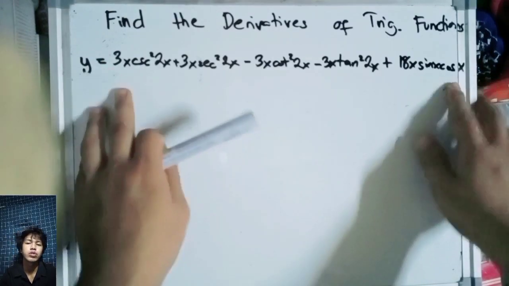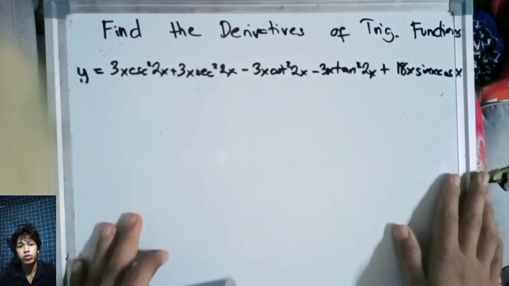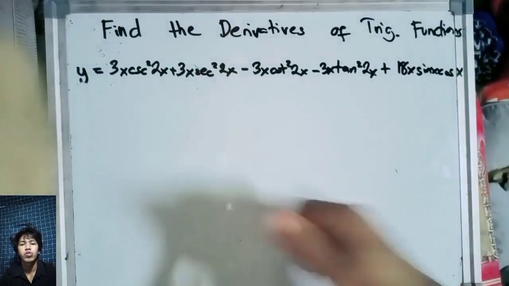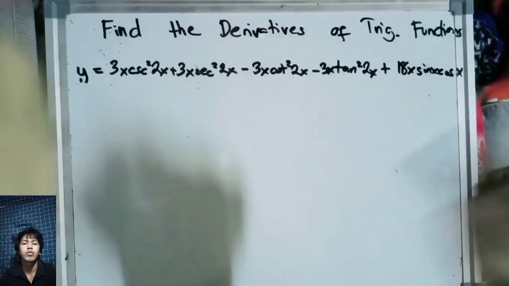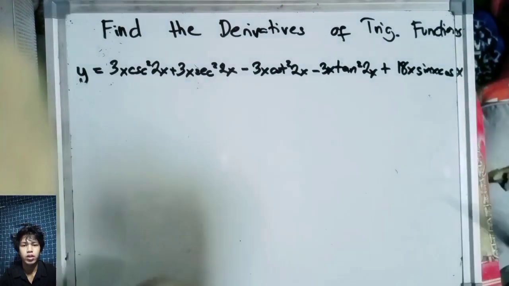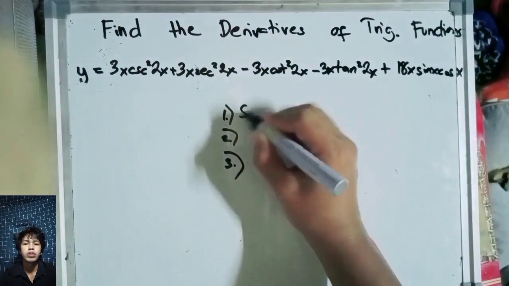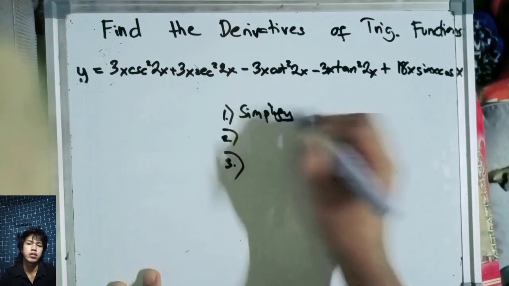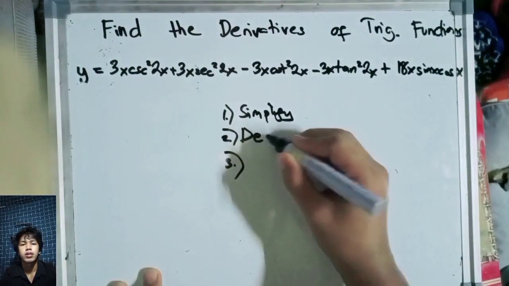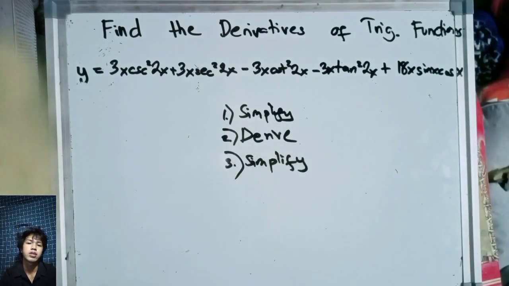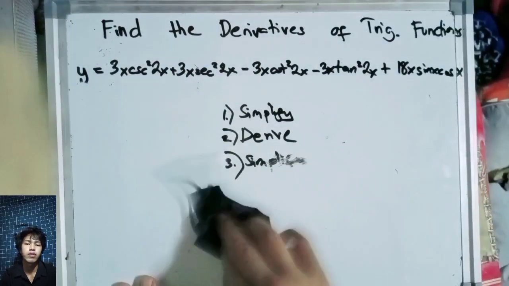At first, it looks quite difficult and has a lot of work because there are a lot of functions and terms in this equation. But in the rule of derivatives, we must follow three steps. What are they? First, we must simplify the equation if possible. Second, find the derivative. And third, simplify again. That is the rule of derivatives.